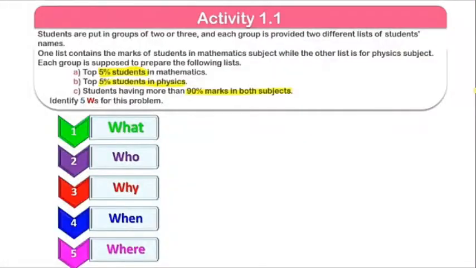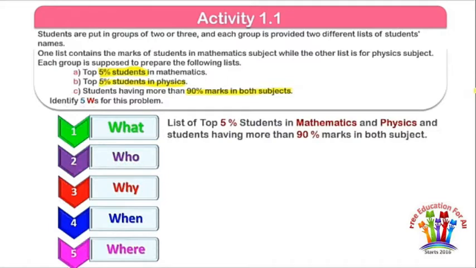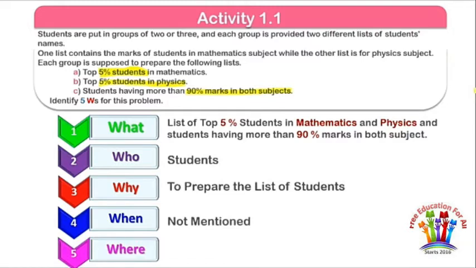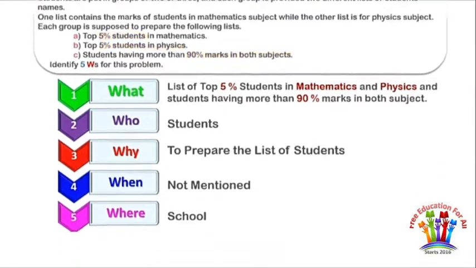These are the 5 W's. What we got: we have to list the 5 top students, those who got 90% marks in math and physics. Who: students. Why: to prepare the list of students. When: not mentioned how many times you have to solve this activity. Where: of course, in school. So this is the solution of the first activity.